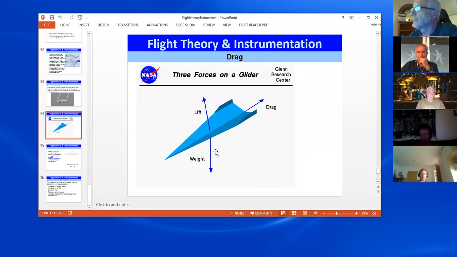Forces on a glider: lift, drag, weight. Lift is what's pulling you upwards. Drag is what's pulling you backwards. Weight is what's driving you downwards.